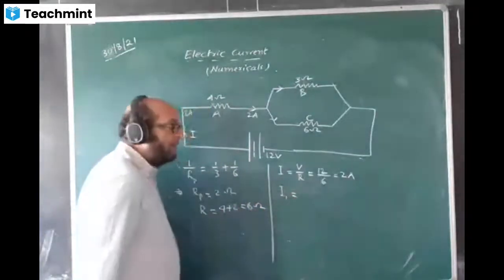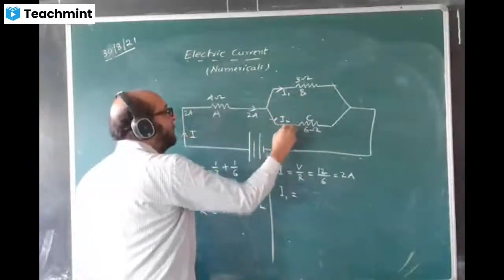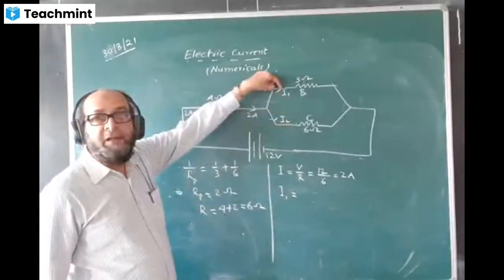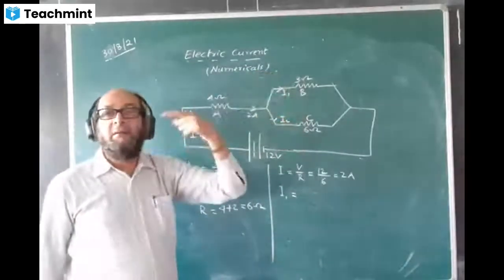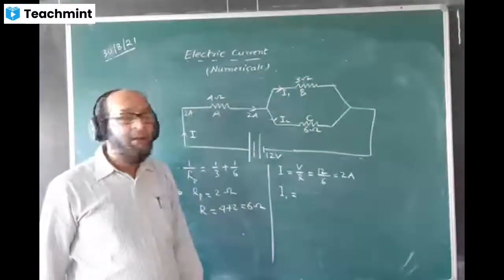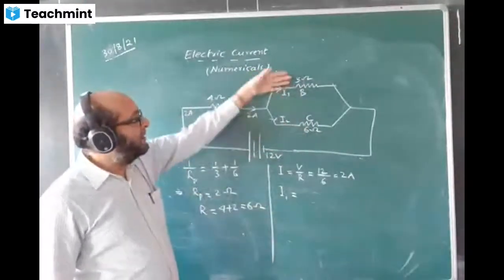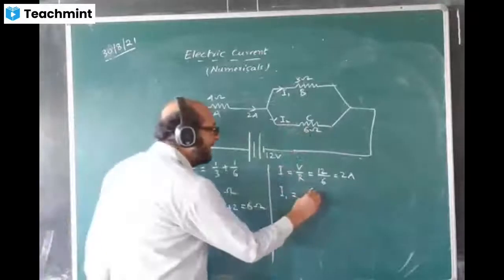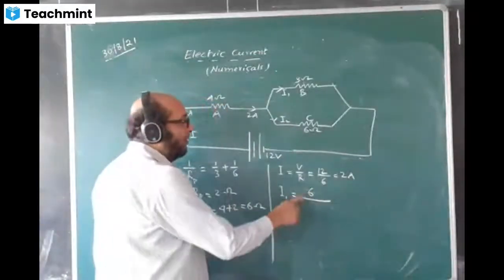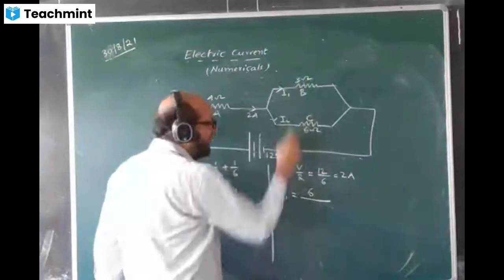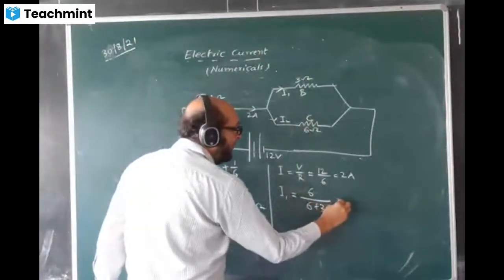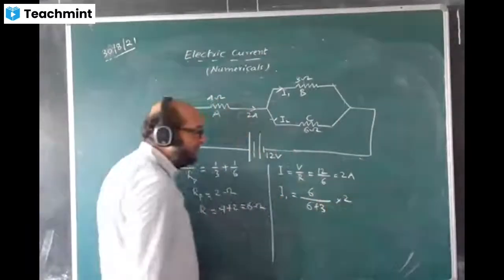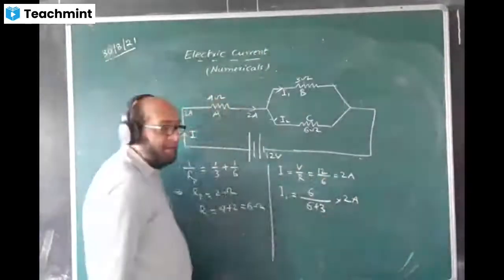This current I take as I1, this current I take as I2. To find the current I1, we take the ratio of the resistances in the opposite way. To find I1, we take the resistance on the other side. What is the resistance on the other side? 6 ohm. That goes on top. Out of the total resistance, 6 plus 3, the sum of the resistances, into the total current which you want to divide, 2 ampere. In this ratio we divide the current.